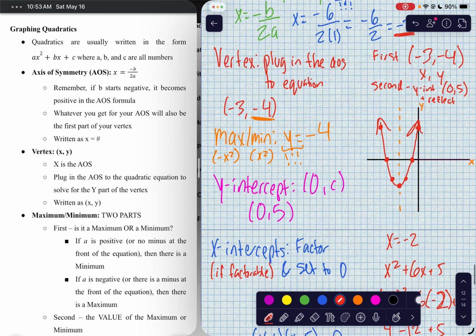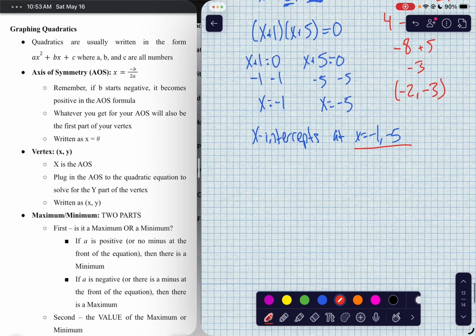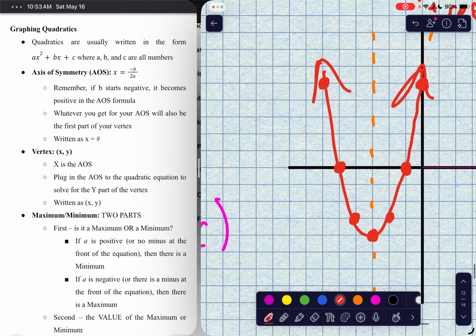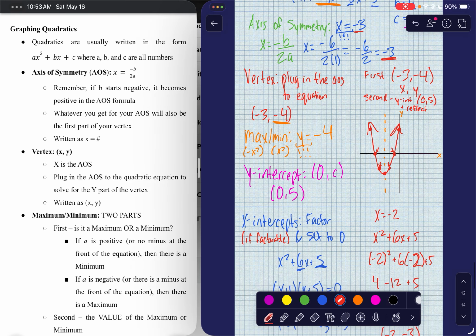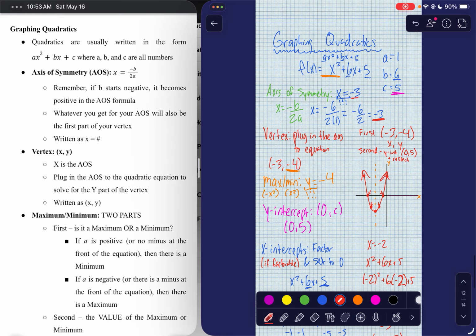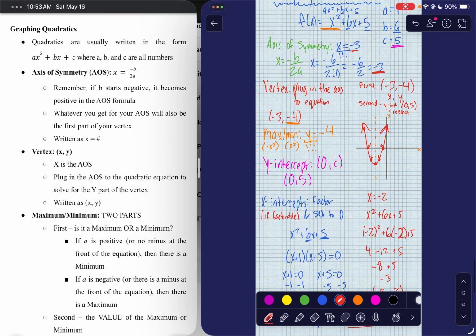So remember, you need 5 points. And they need to be distinct, okay? They need to be dots on the graph like this, right? I need to be able to see exactly where you got points on the graph. So that's how we do graphing quadratics.